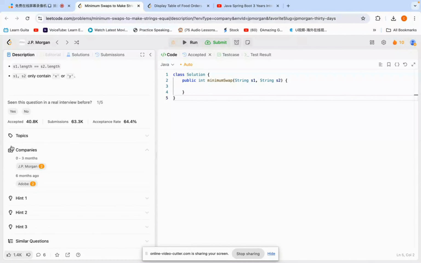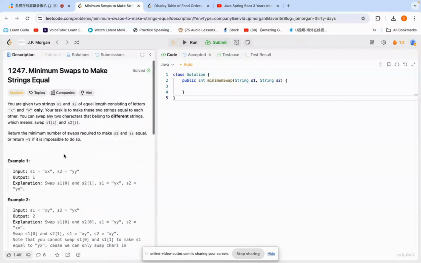I would say you can see JP Morgan and this company. If you have a JP Morgan interview, I think you need to prepare this one.